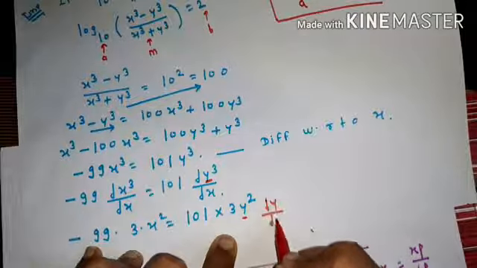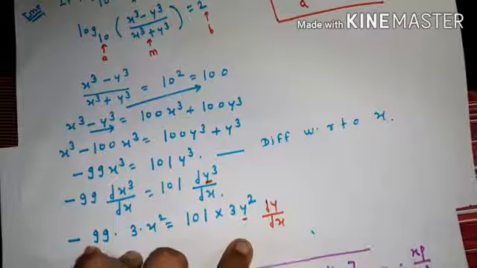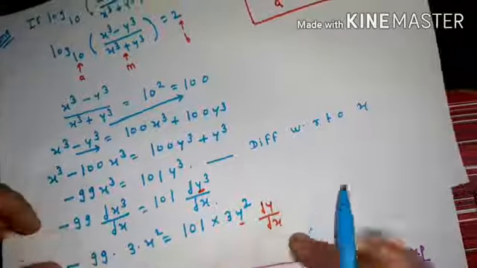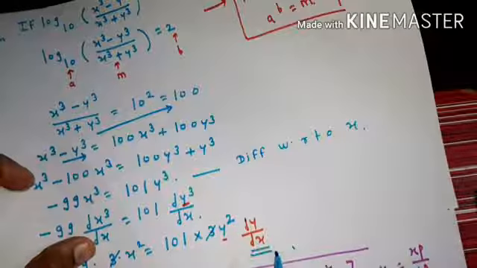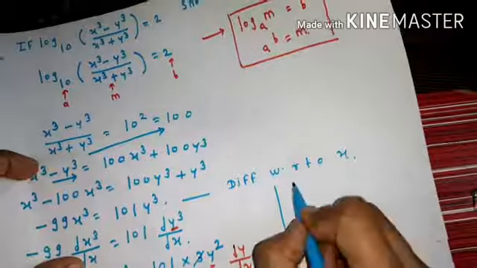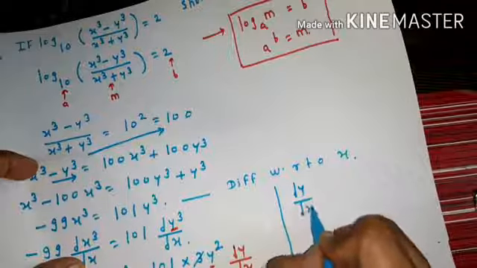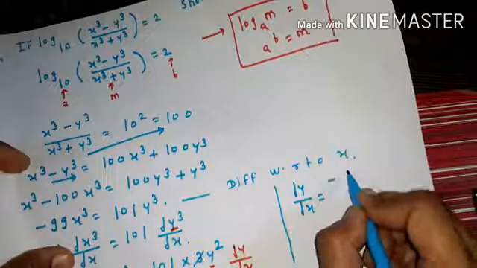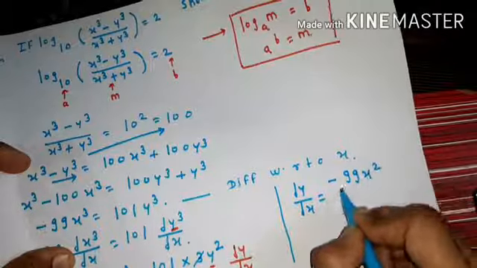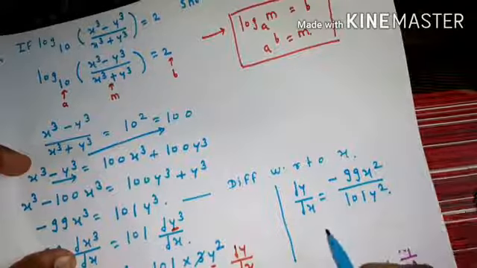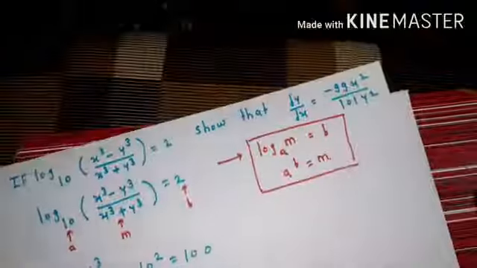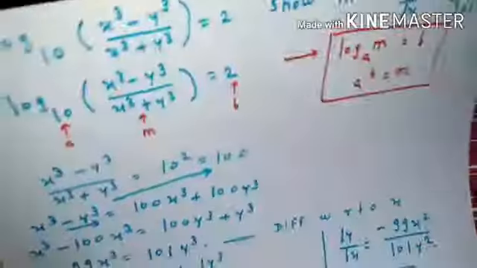Every time we have to note this step: differentiation of y with respect to x in the case of an implicit function. So here 3 gets cancelled. And now the term on one side is only dy by dx. Transfer the remaining terms. Dy by dx equal to minus 99x square upon 101y square. And hence we have proved the problem. Okay students, by using this method we have proved the problem. Now the next one.